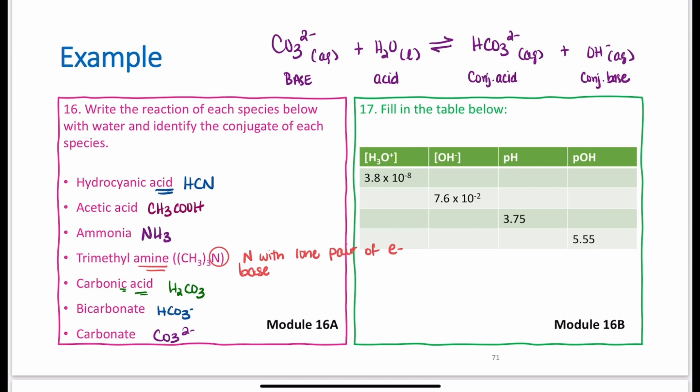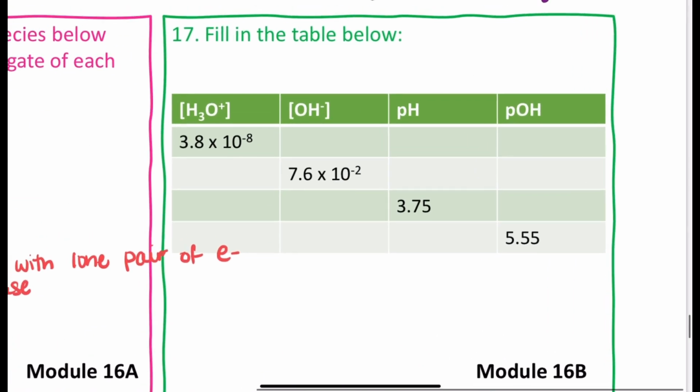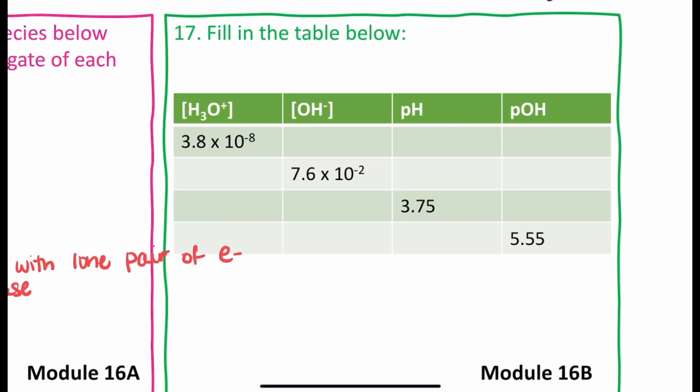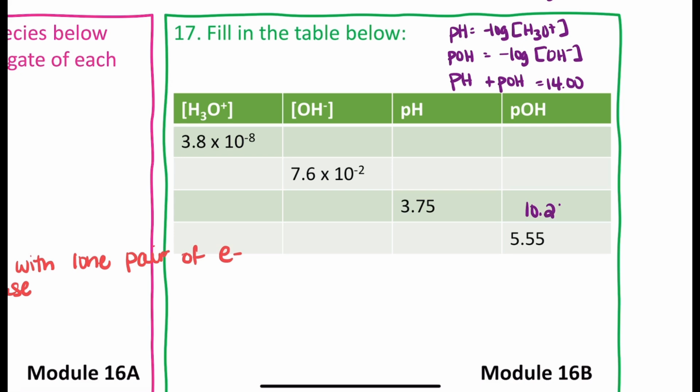Okay. Fill in the table below. If I look at this table, remember how these are interconnected? Remember, pH is the negative log of H3O plus concentration. pOH is the negative log of hydroxide. pH plus pOH equals 14.00. So with just that, I'm going to fill in the end here. If I know pH is 3.75, that means pOH has to be 10.25. If I know pOH is 5.55, that means my pH has to be 8.45.